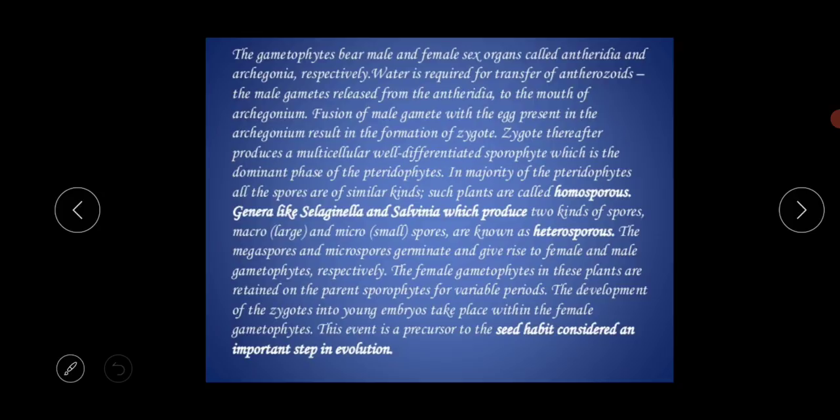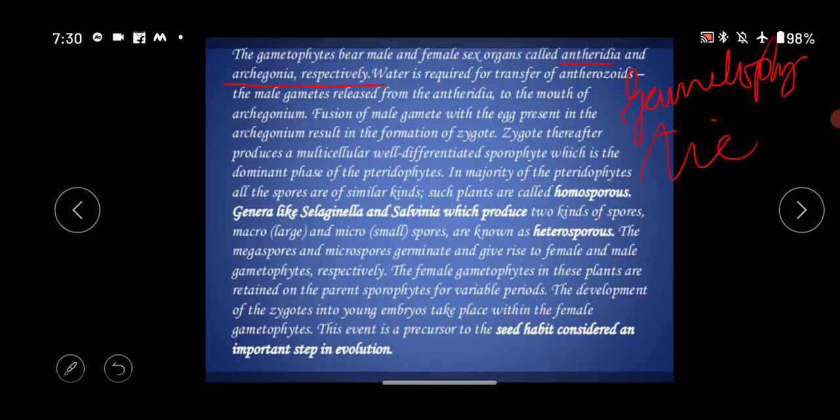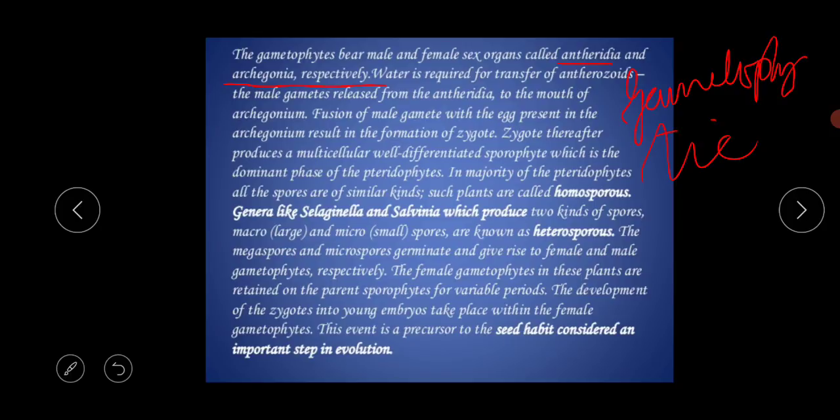These kinds of sporangia produce spores by meiosis in the spore mother cells. These gametophytes bear male and female sex organs called the antheridia and archegonia respectively. Because we all know the gametophytic phase is the phase where sexual reproduction takes place.